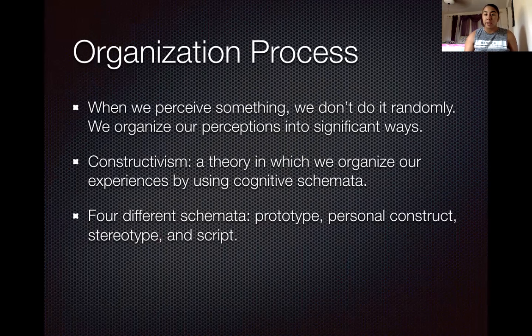Next, we have our organization process. When we perceive something, we don't do it randomly. We organize our perceptions in significant ways. First, we have constructivism, which is a theory in which we organize our experiences by using cognitive schemata. There are four different schemata: prototype, personal construct, stereotype, and script.